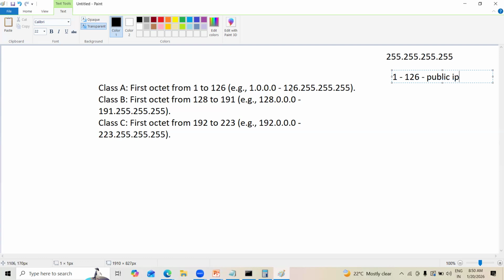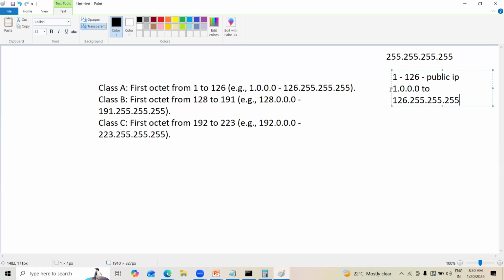1.0.0.0 to 126.255.255.255. This is the maximum number you will get under the class A public IPs. For example, start with 1.0.0.0 to 126.255.255.255, any number up to a maximum of 255. These public IPs come under class A public IPs.